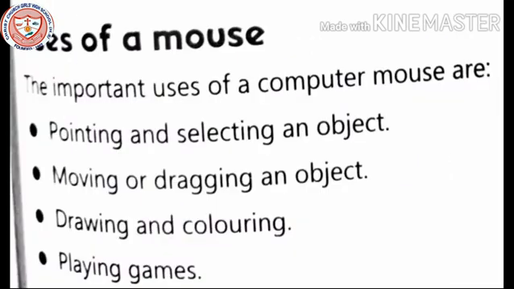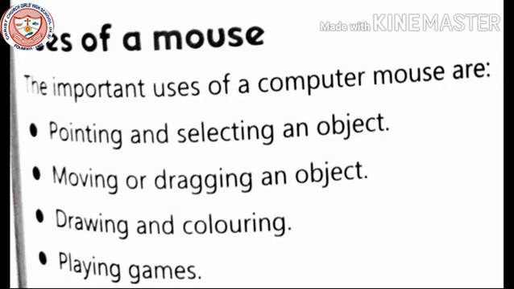Now let's see what the uses of a computer mouse are. Everything has a use. For example, your hands are useful. For what purpose are they used? They are used to clap, to eat, to wave, to write, to draw. Like that, your legs also have some uses. We can walk, jump and dance with the help of our legs.